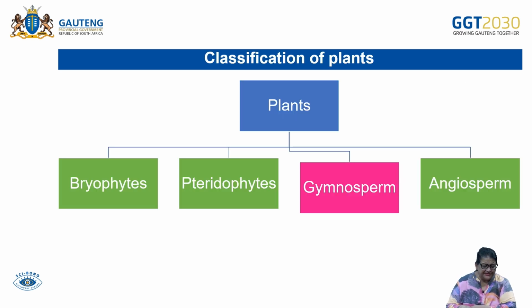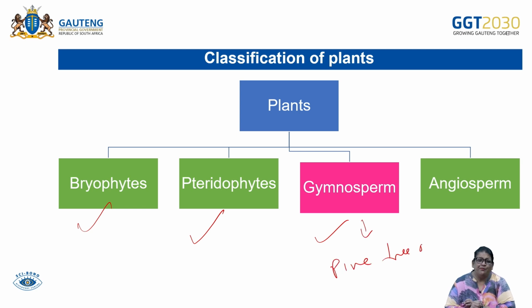Same division of plants now. We finish with the bryophytes, we finish with the pteridophytes. Now we're going to go to the gymnosperms. So learners, what division of plants belong to gymnosperms? You find your pine trees are actually your gymnosperms. So your common pine trees, where you get your pine gels from, that is your gymnosperm. Where you get your cones from, your little cones, that's a gymnosperm. So it's a pine tree.